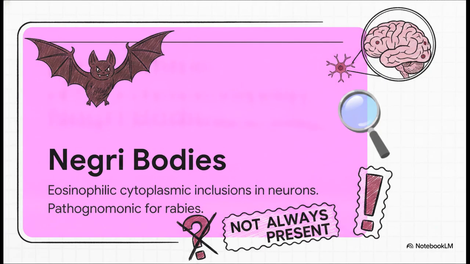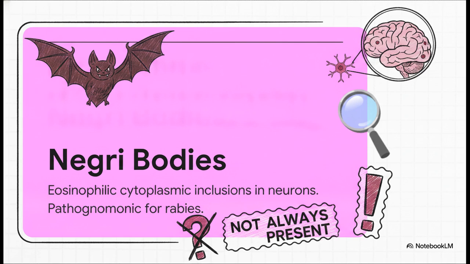Now, during this massive CNS takeover, the virus leaves behind a very classic histological footprint. We're talking about Negri bodies. These are eosinophilic cytoplasmic inclusions found inside neurons, specifically the Purkinje cells of the cerebellum and the pyramidal neurons of the hippocampus. If a pathologist sees Negri bodies on a brain biopsy, boom, it's a diagnostic home run. They are pathognomonic for rabies.